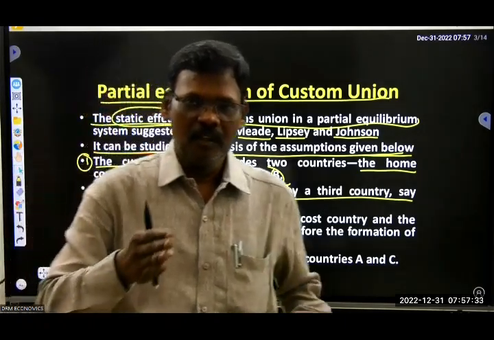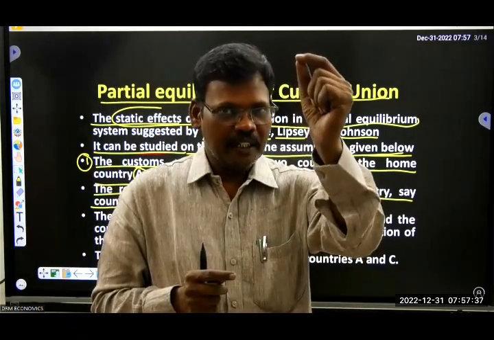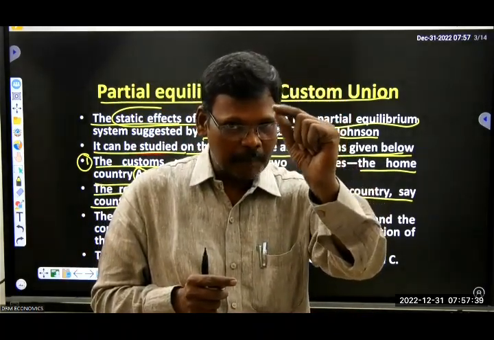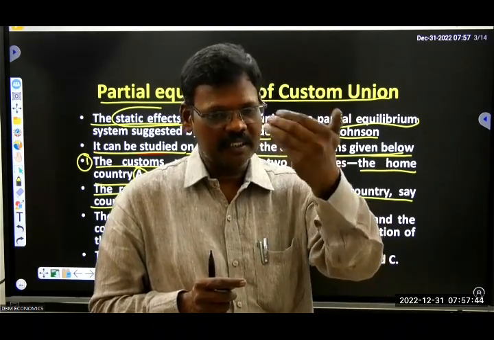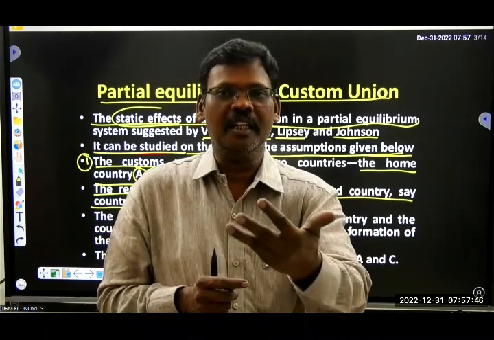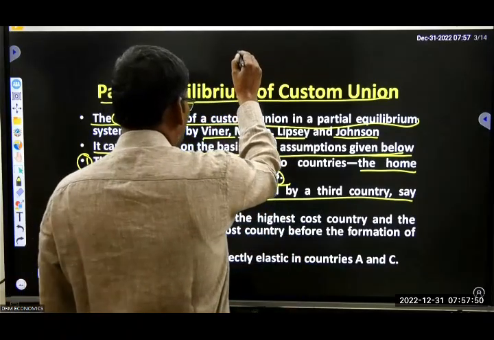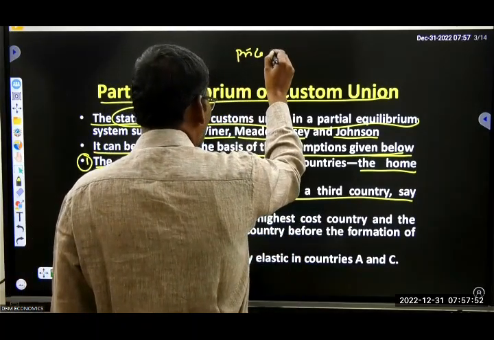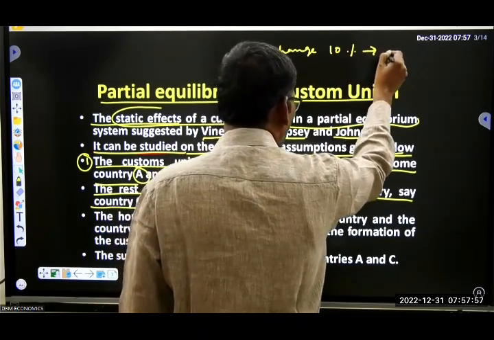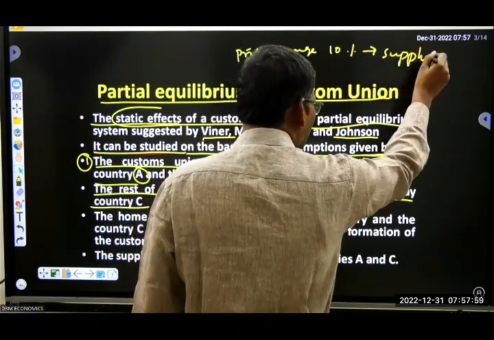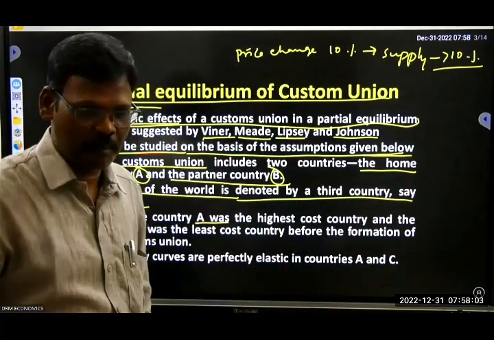Please remember, perfect elasticity means the percentage change in supply is more than the percentage change in price. For example, if the price changes 10%, the supply may change more than 10%. It is called elasticity of supply.